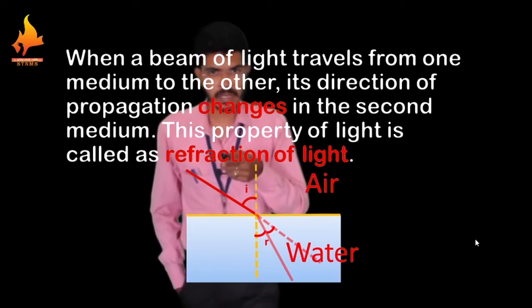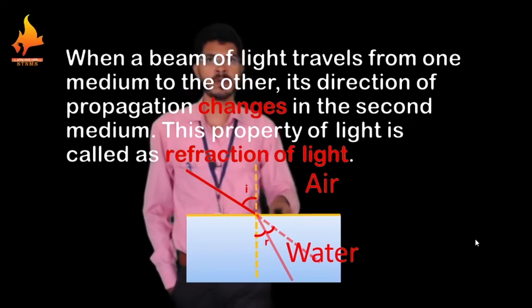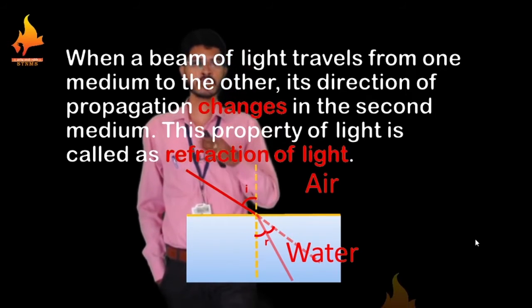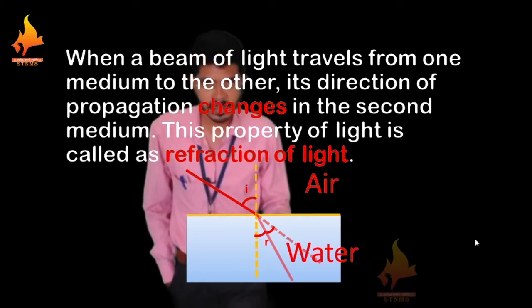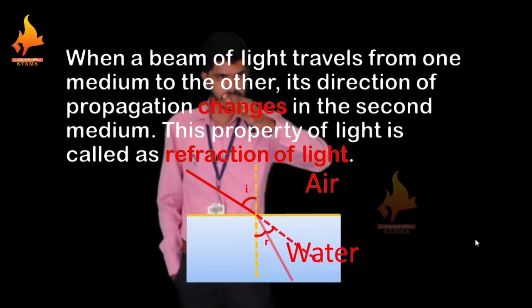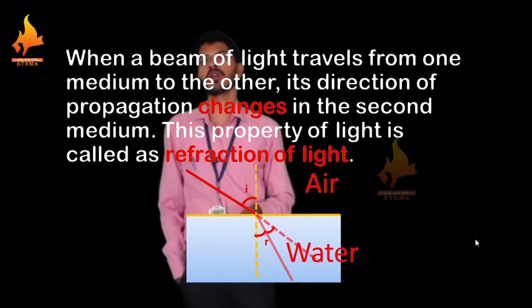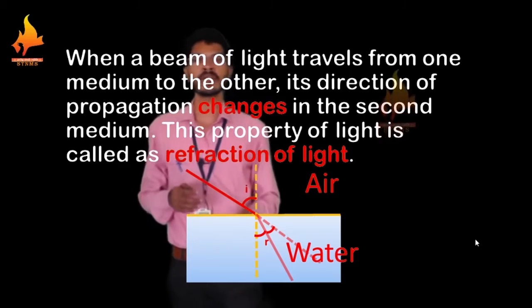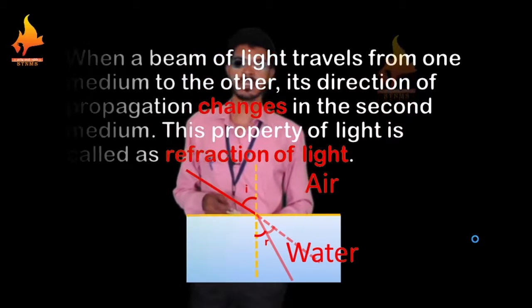This is an extrapolated one. This is an imaginary one. We think that it should pass like this, but did it pass like that? No, it did not pass like that. It passed by bending a little bit towards the normal, and that phenomenon we call refraction of light. Hope this is clear to you.